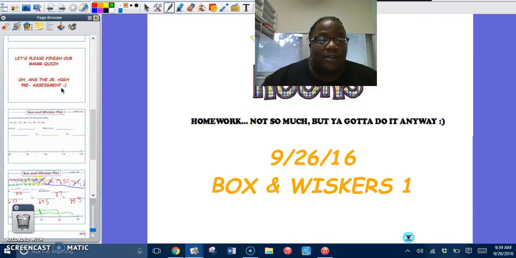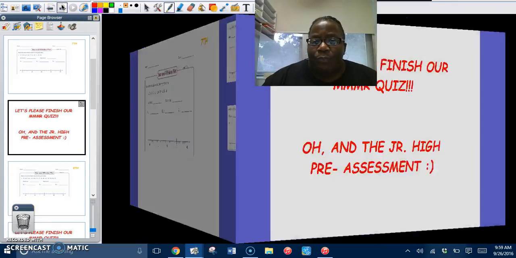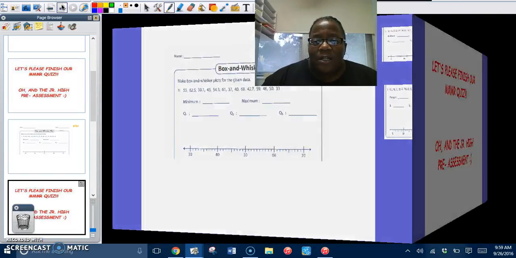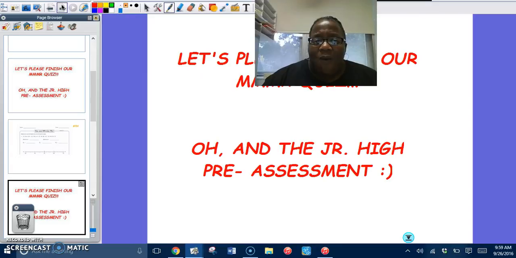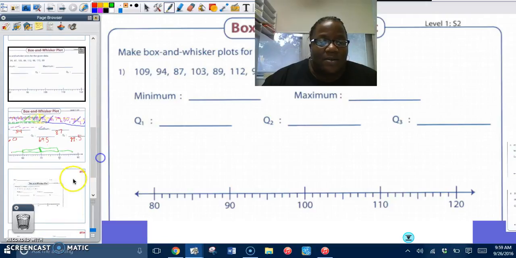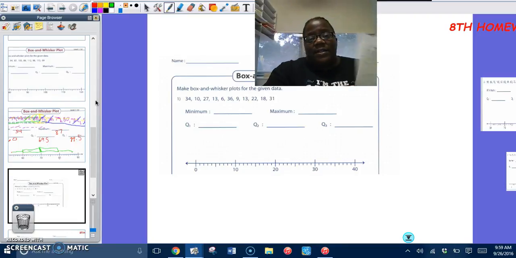And for homework, I believe your first homework page looks like... not that, not that, not that. Still need to finish that. Okay, that's what we did in class. And that's 7th grade. See if I can find 8th grade. Voila. Starting with a 34. I think this is the first one on your sheet. Well, yes, it is. Okay, let's get this going.